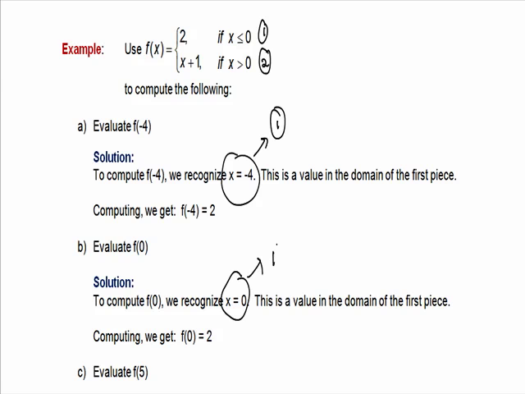Again, that's in the domain of the first piece. The first piece tells us it doesn't matter what x we use, as long as it's a valid piece, we always get out y equals 2. So what we learn is f at 0 is equal to 2.